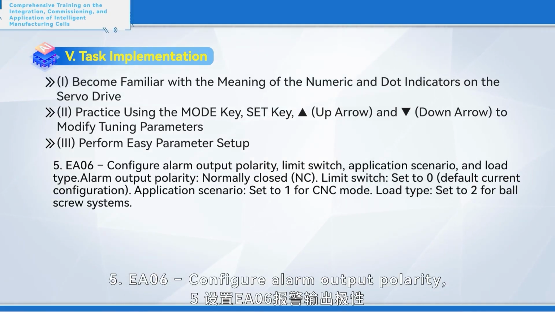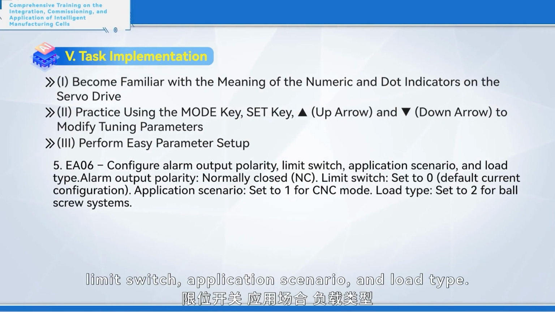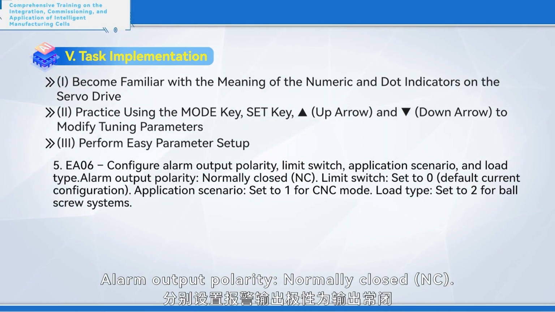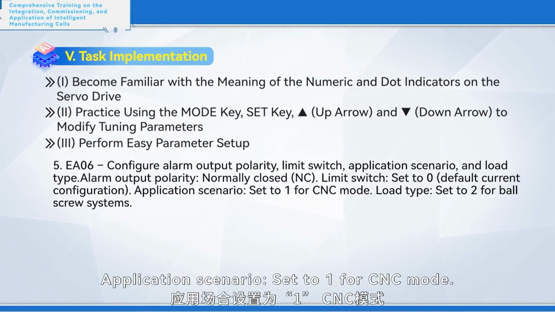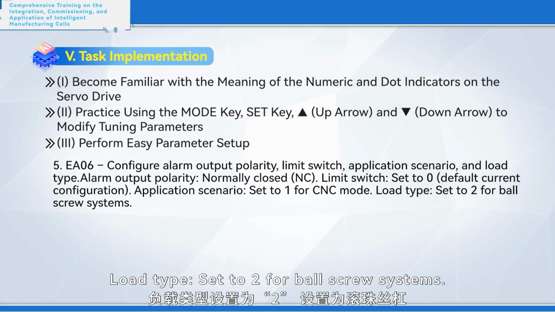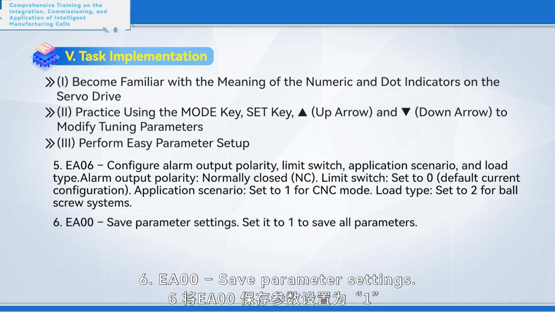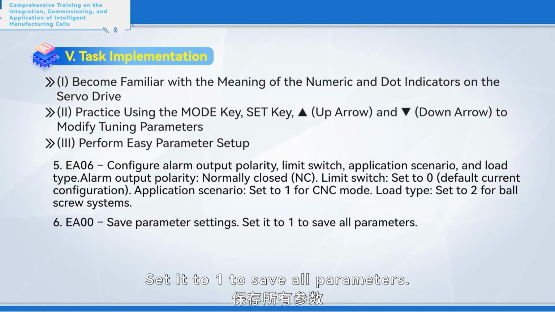5. EA06. Configure alarm output polarity, limit switch, application scenario, and load type. Alarm output polarity, normally closed in C. Limit switch, set to 0, default current configuration. Application scenario, set to 1 for CNC mode. Load type, set to 2 for ball screw systems. 6. EA00, save parameter settings. Set it to 1 to save all parameters.